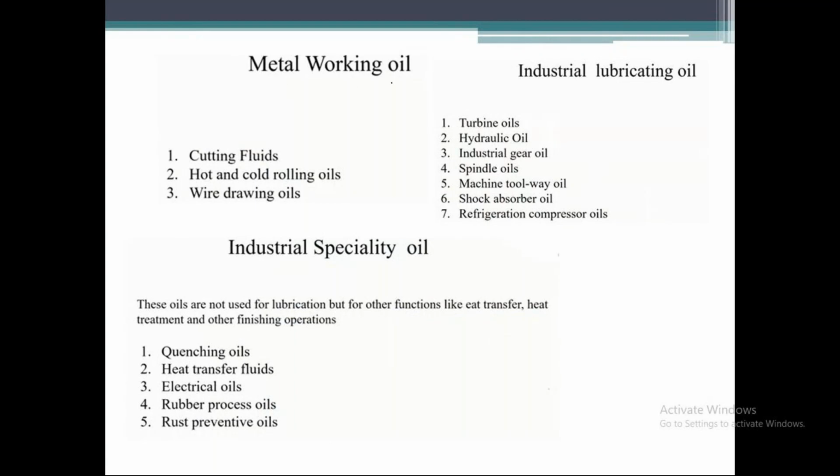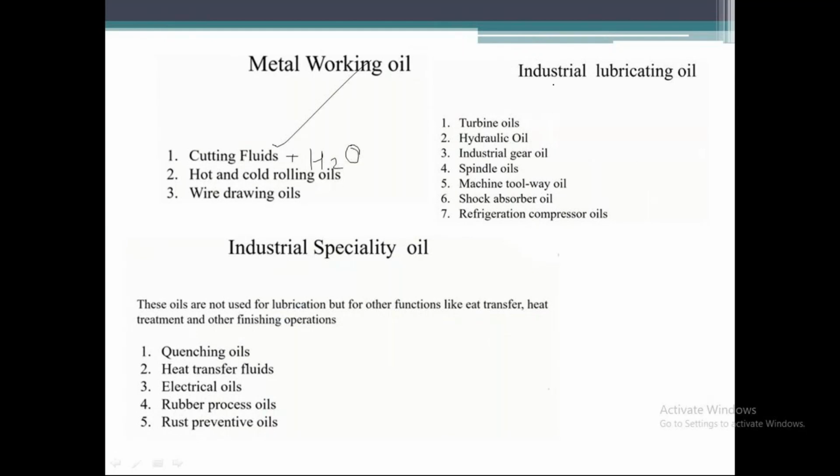There are metal working oils. Sometimes they are called metal working fluids, sometimes coolants, sometimes cutting fluids. Why cutting fluids? Because this will not be only oil as such. Along with oil there will be emulsifiers, there will be additives, and most importantly there will be water. This water is added to reduce heat or carry away the heat generated in the machining zone. That is the reason these are used in the manufacturing industry for machining. And there are hot and cold rolling oils, wire drawing oils, etc.